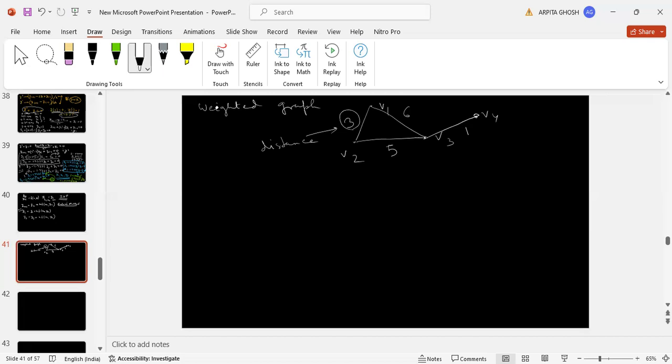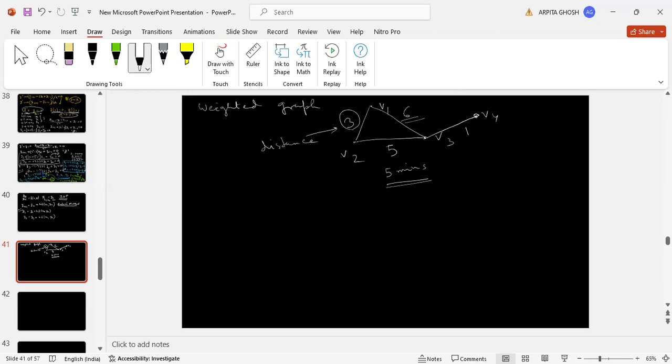Or it may happen that this stands for time. This is 5 minutes. That means to reach from V1 to V3, a vehicle will take 5 minutes. So these numbers represent the time. So starting from V1, it will take 6 minutes to reach V3. Or suppose we are starting from V3 and within 1 minute we'll reach V4. This is one way of defining the number.